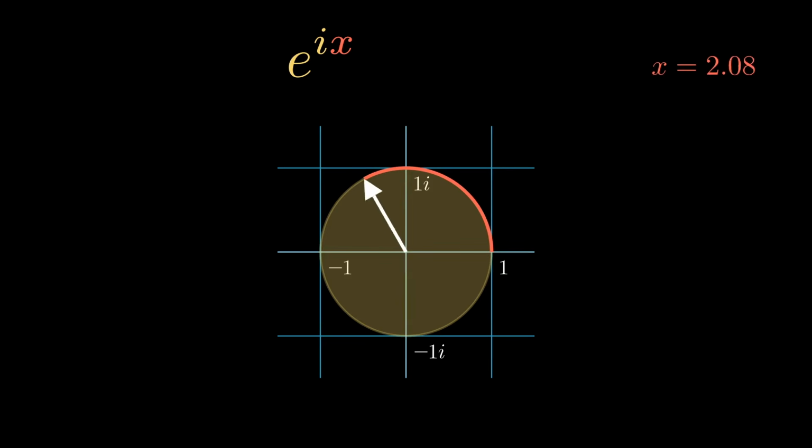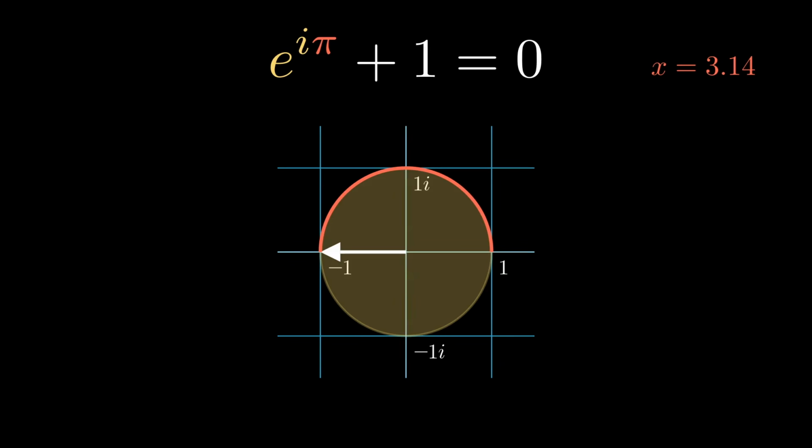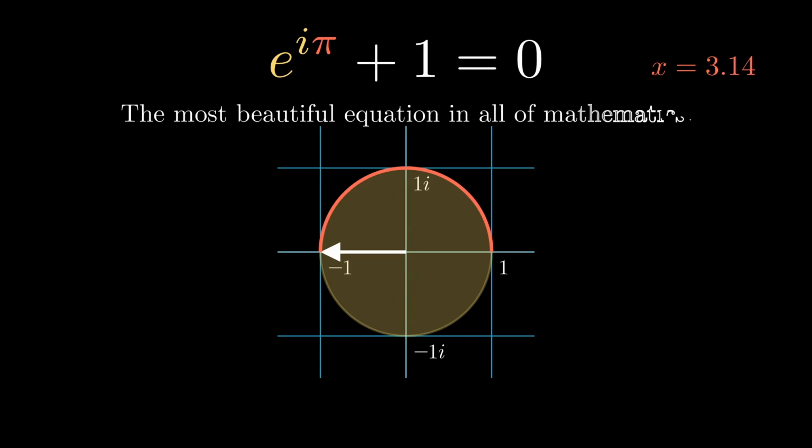As x becomes the value of pi, e to the power i pi becomes exactly minus 1. Upon transferring it to the other side, we get the most beautiful equation in all of mathematics.